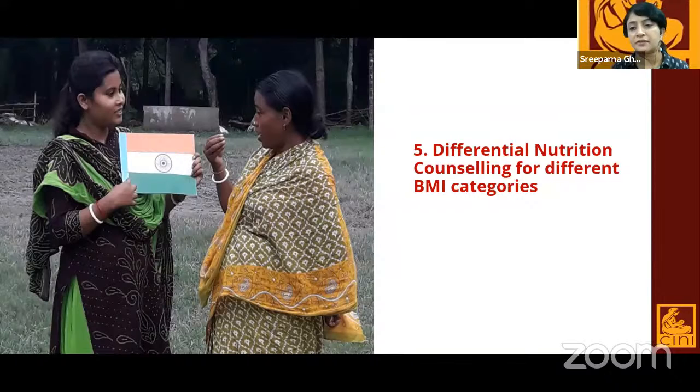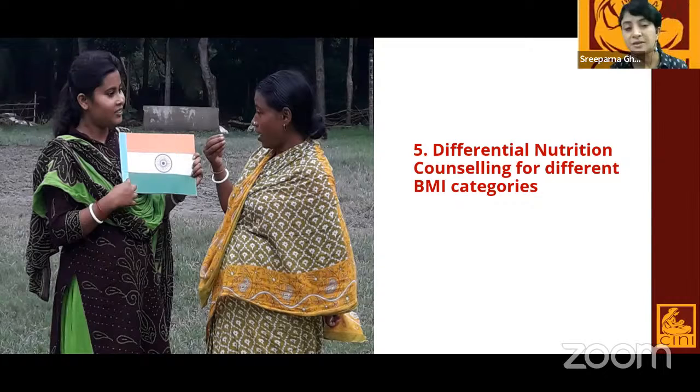And the fifth approach that we had taken was differential nutrition counseling for different BMI categories of pregnant women. You can see in the photograph, we use a nutrition flag where the tricolored food is mentioned. And in West Bengal, we have found that quite a number of pregnant women were on the higher side of the BMI, overweight or obese. So we developed different counseling messages for underweight and overweight pregnancies, and did the counseling accordingly for the different categories of pregnant women.